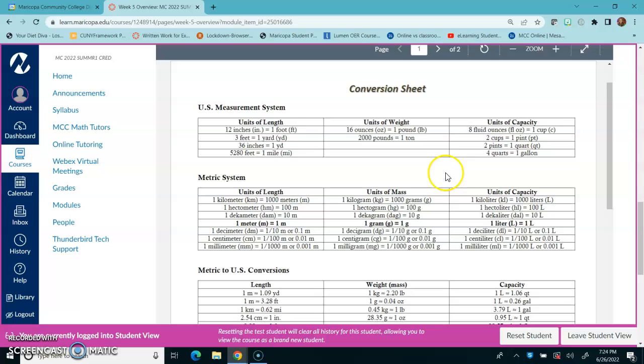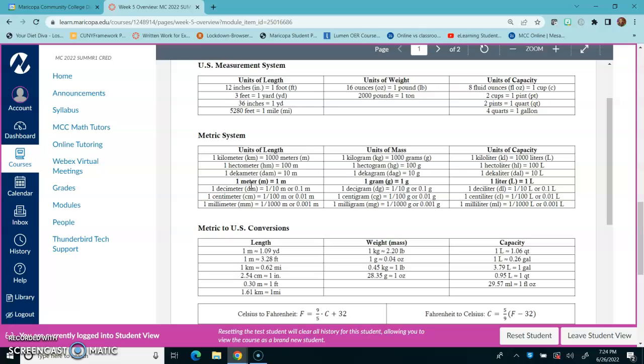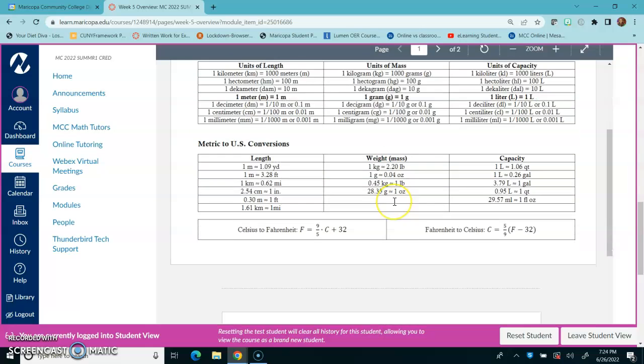Let's just take a look at what it looks like. So the first side is the conversion sheet that has all of our conversion factors for length, weight, and capacity for both the US system and the metric system. Clearly, I don't expect you to memorize all of these. That is a lot to memorize. That's why you want to be comfortable using this sheet so you can complete the conversions on your homework.